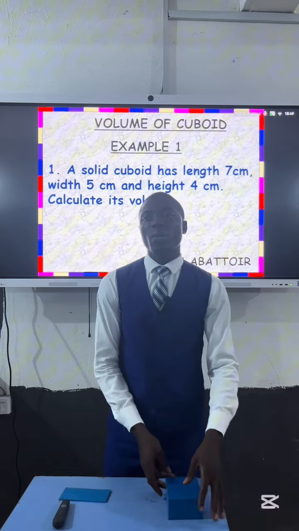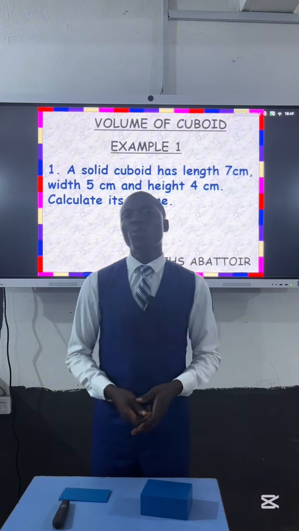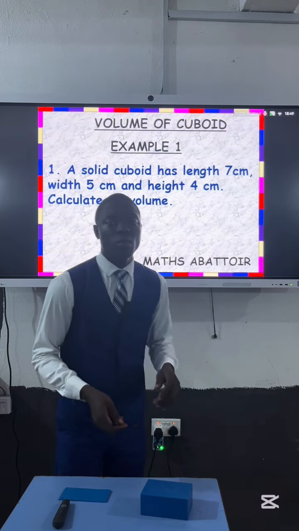Today we want to learn how to calculate the volume of a prism. In my previous video on solid shapes, I gave the breakdown on how to identify if a solid shape is a prism or not. So a cuboid is an example of a prism.